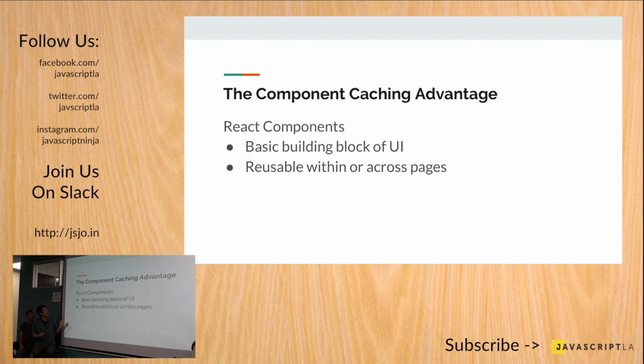So with component caching, we have the basic building blocks of our UI. And now we have components that are reusable within a single page and across multiple pages. For example, if we had a header that was the same for all pages, we can cache that component and then send that component down to all the multiple pages.